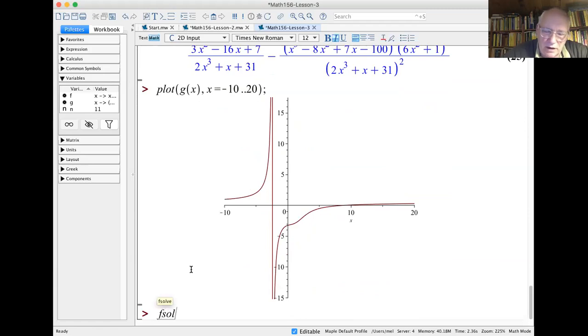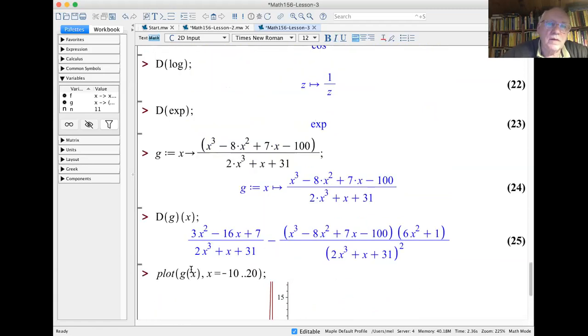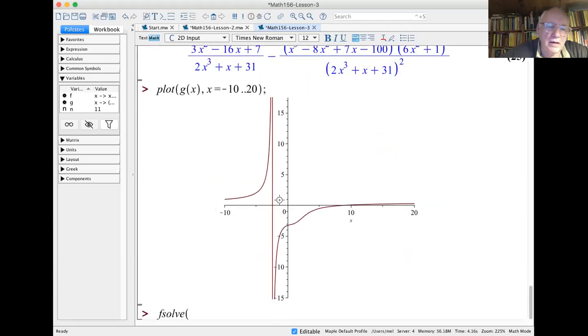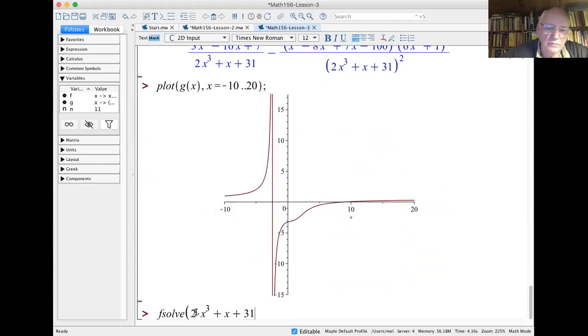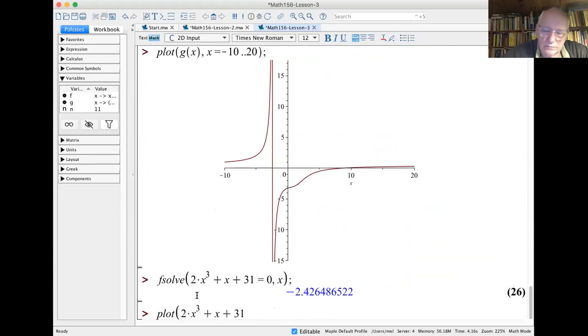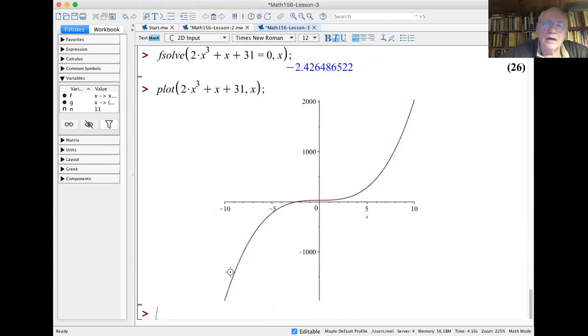So let's solve the equation: where is this denominator equal to 0? Minus 2.4. That's probably right about where that is. If we were to plot the denominator, let's just take a look at it and see. Okay. It looks like this cubic curve has exactly one zero at negative 2.42, right there.